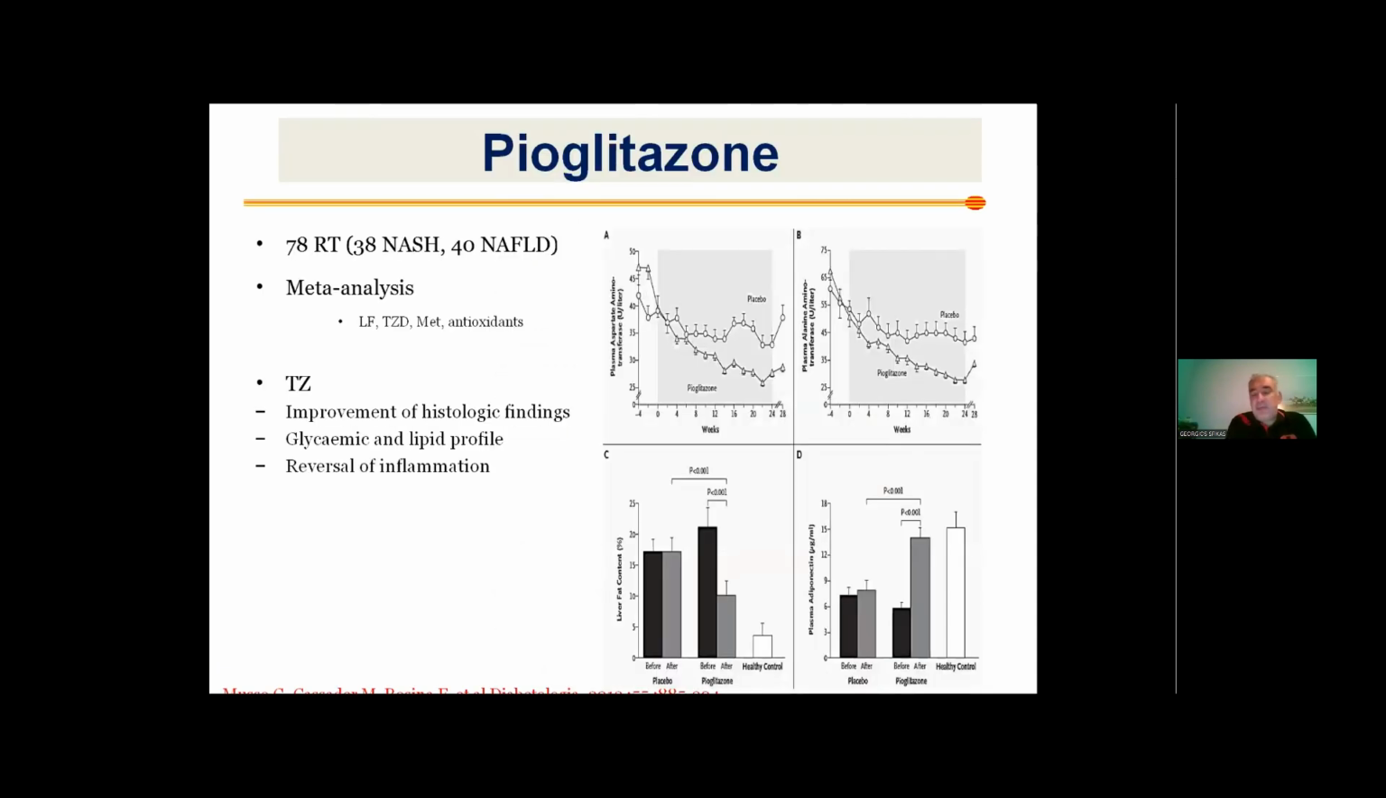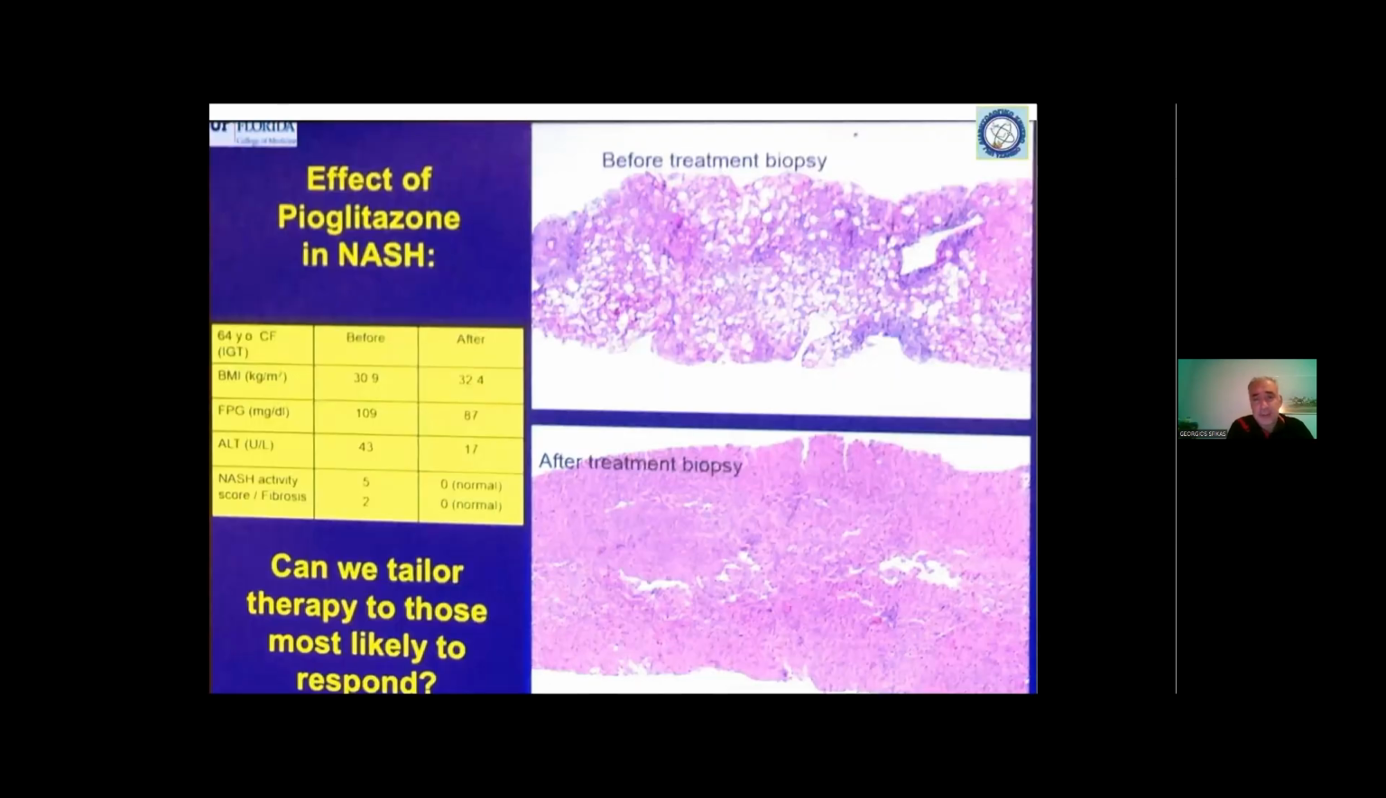Now, pioglitazone is also a very interesting case. Of all the drugs that were used for non-alcoholic fatty liver disease, it's the one medication that was best tried, and there are more studies concerning pioglitazone than with any other drug apart from metformin. The use of pioglitazone really showed an improvement of histologic findings with an improvement of glycemic and lipid profile and a reversal of inflammation.